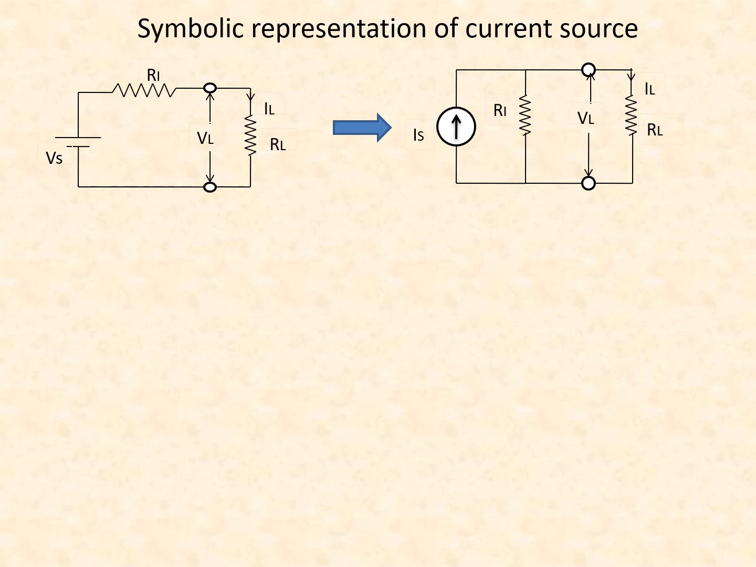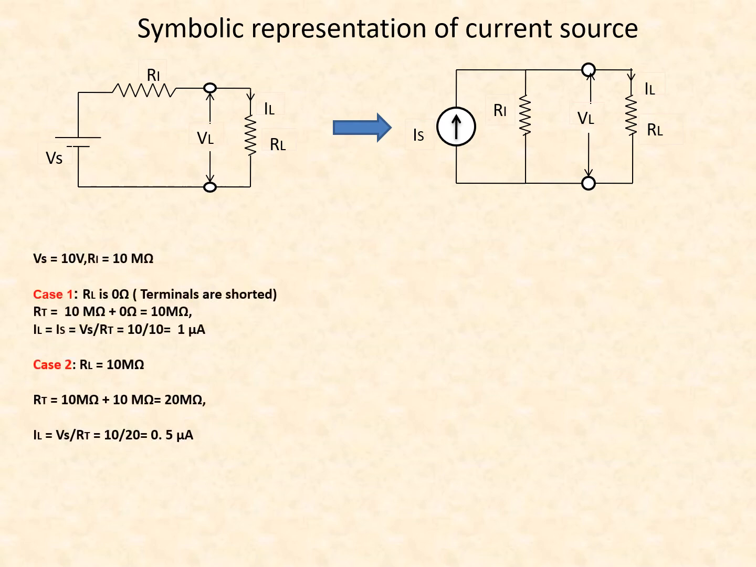The equivalence between current source and voltage source can be shown by the following example. See the values. Vs is equal to 10 volt, Ri is equal to 10 mega ohms. Now what we are doing, we are taking two cases. Case 1, RL is equal to 0 ohms, and case 2, RL is equal to 10 mega ohms.